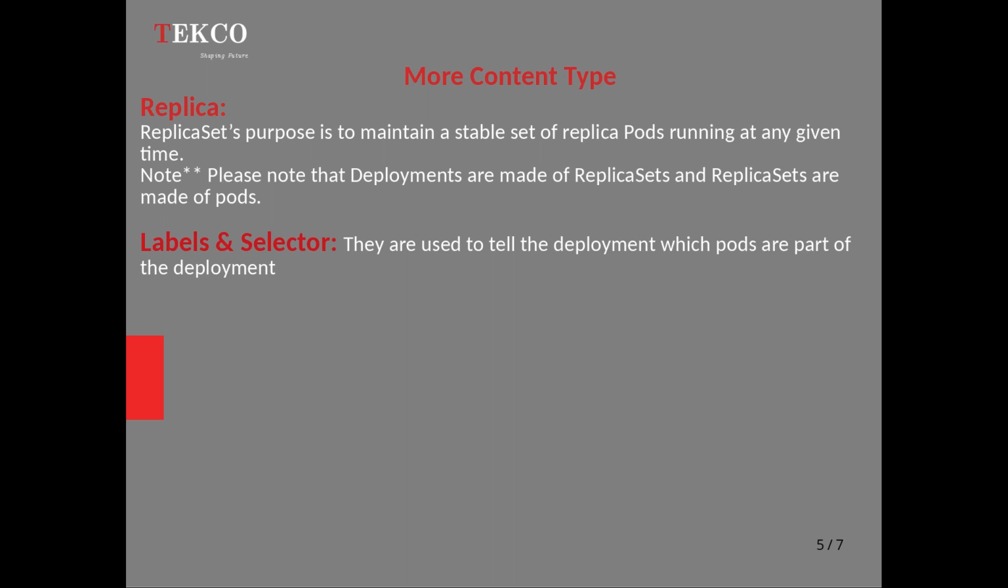So let's say if one pod goes down, the replica set makes sure that another pod takes its place as soon as possible. Please note that deployments are made of replica sets and replica sets are made of pods. Then there are labels and selectors, and they are used to tell the deployment which pods are part of the deployment. With the help of a label, you can label any application, and with the selector, you can call that label. We will take a look at that in our demo.